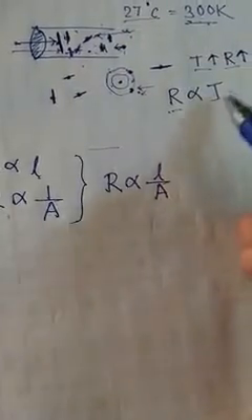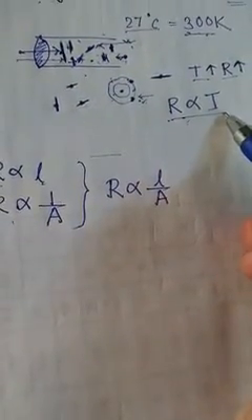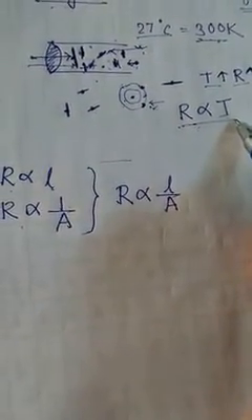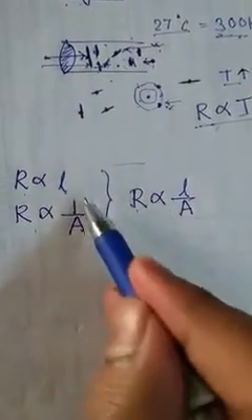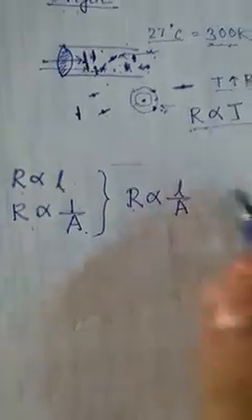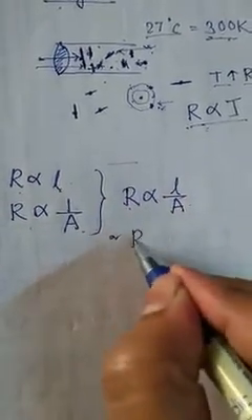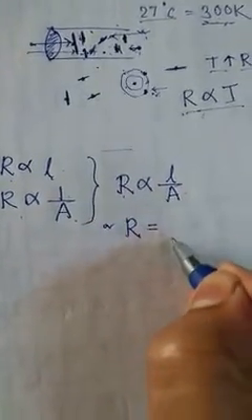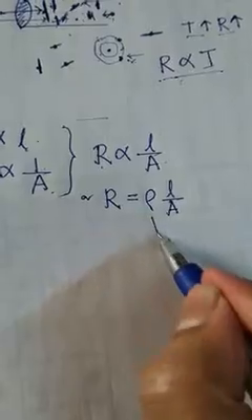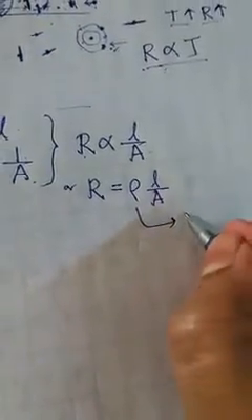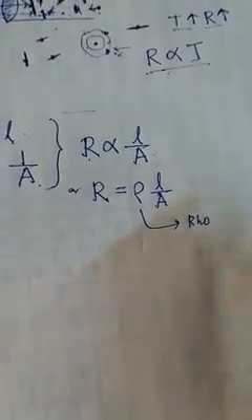You may ask, sir, why are you not combining this with temperature? I shall tell you, just wait. Now R is proportional to L by A, and we have to bring in a constant: R equals rho into L by A. This constant is known as rho, R-H-O, rho.